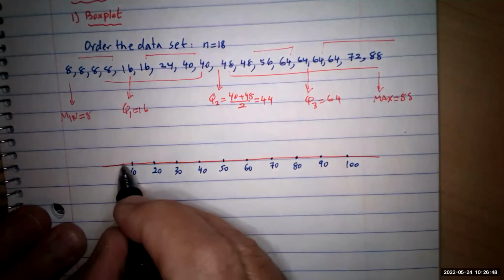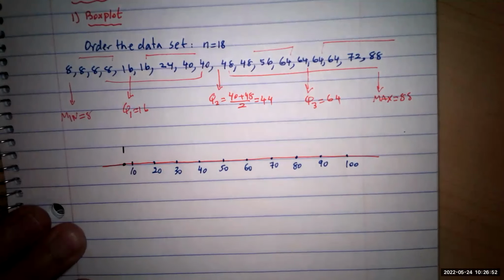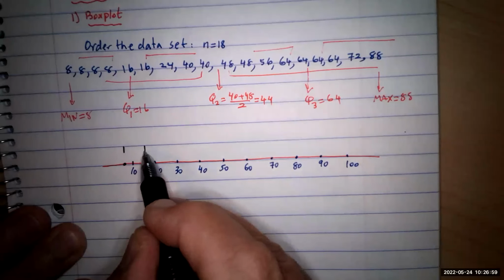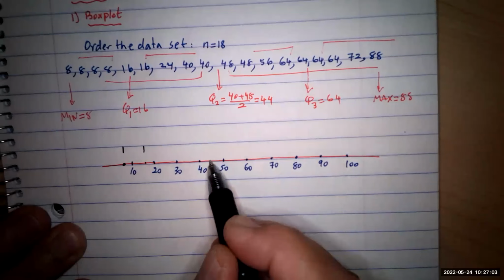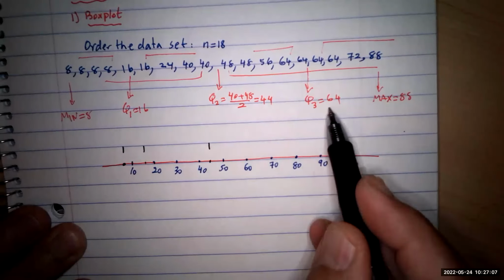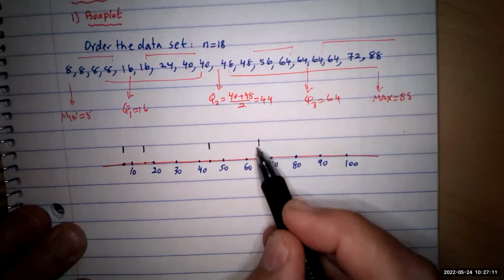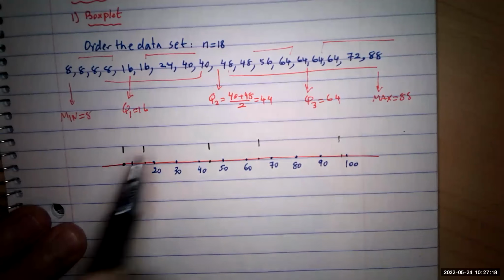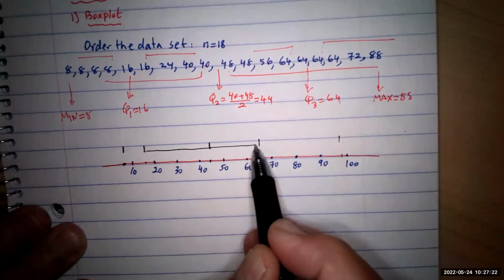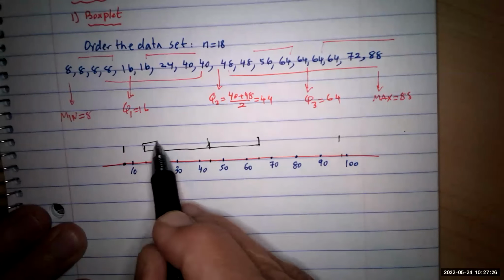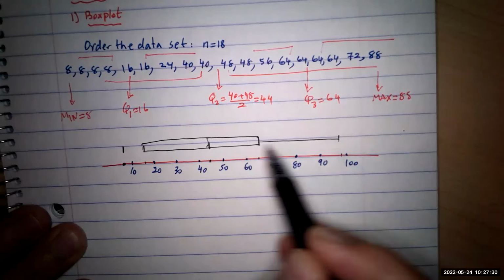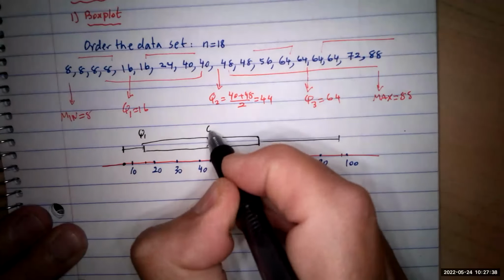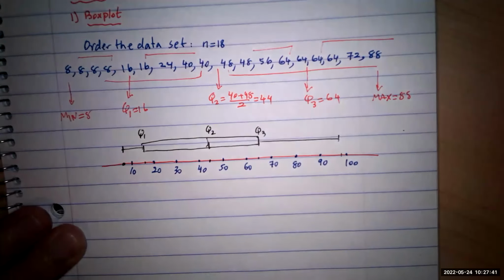So the minimum is 8. Suppose this is 8. So you put a line here. Q1 of 16. So this is 16. Line here. Q2 of 44. This is 44, line here. Q3 at 64. The maximum of 88. So these are the boxes, you connect them together. Okay, this is it. And you connect to the max and the min. Okay, so these are going to be Q1, Q2 and Q3. So that's a box plot.